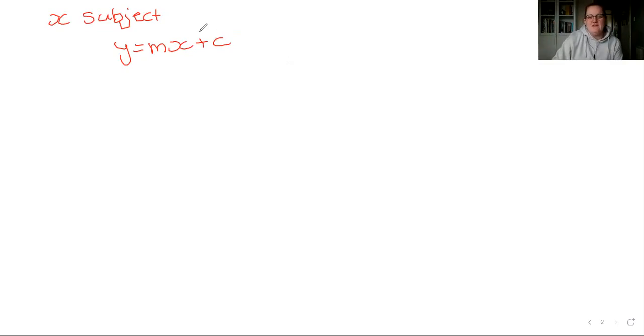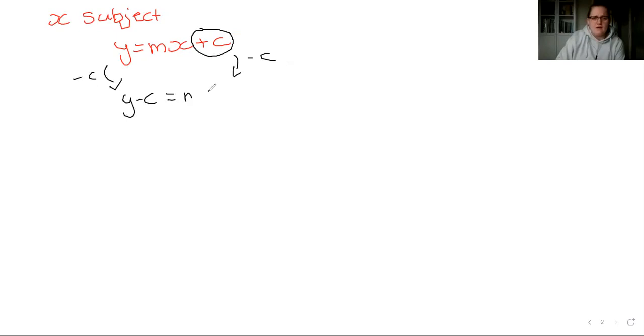So actually, this ends up being very similar to what we started off with on the other method, but I'm just going to show it to you as another example. So we're going to get rid of that outer layer, that plus c. Obviously, we're going to use the inverse operation. So we're going to minus c from both sides. So you end up with y minus c equals mx.